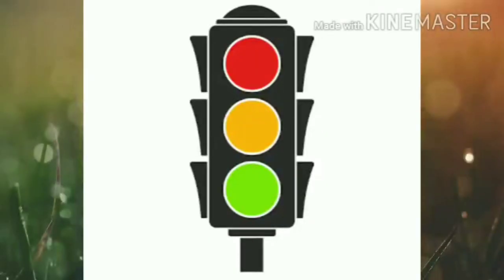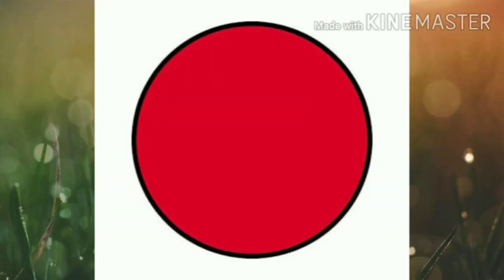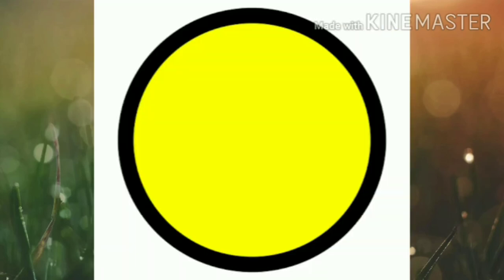Let's revise it once again. So children, see, this is a traffic signal. Can you see this? Yes, it is used on the roads. It has three colors. See, first is red, second is yellow, and the third is green.